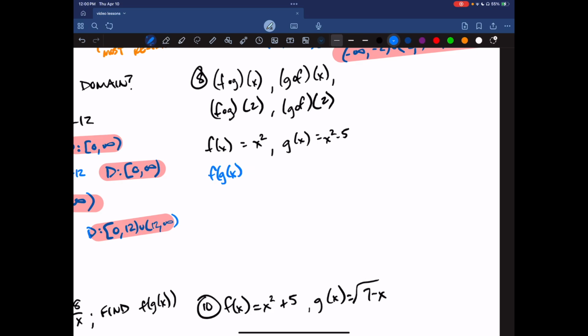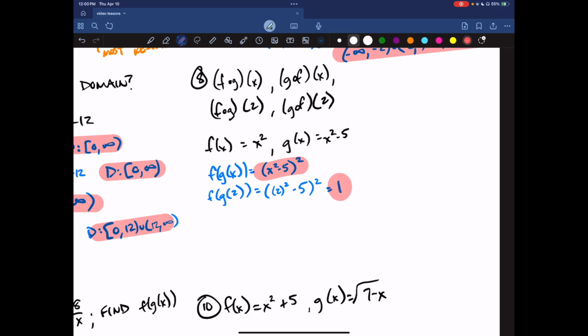f of g of x: I'm going to take g of x and plug it in. That's going to be x squared minus 5, all squared. If I plug in 2 to that, which is all I'm doing, then this is going to be 2 squared minus 5, all squared. Well, 2 squared is 4. 4 minus 5 is negative 1. And negative 1 all squared is positive 1. So there's your answer there.